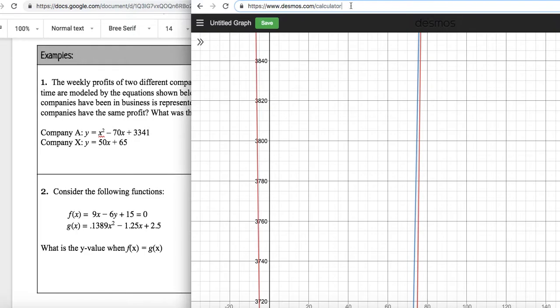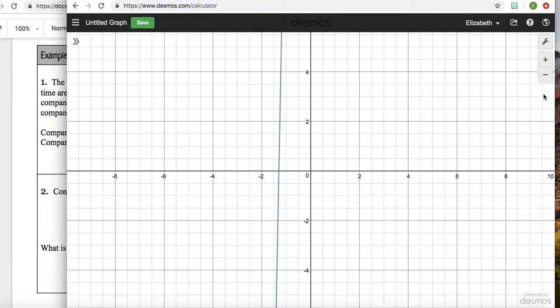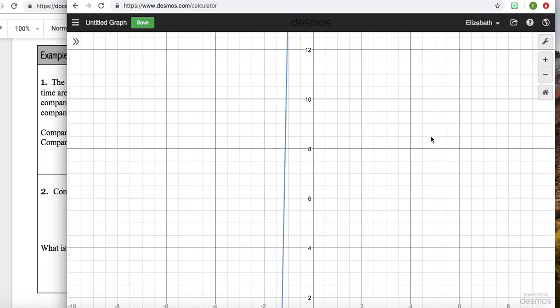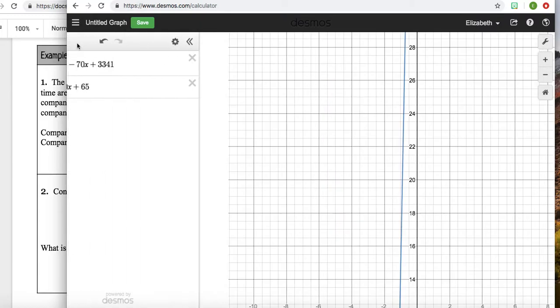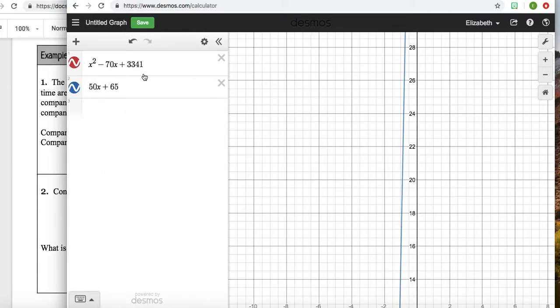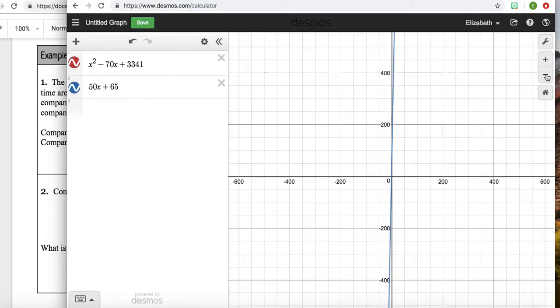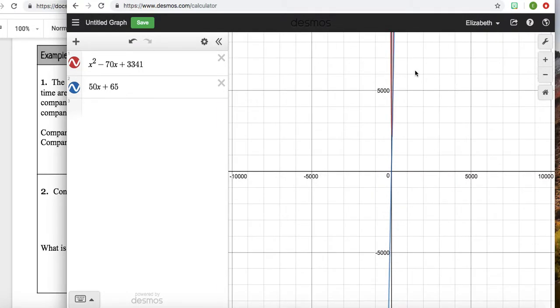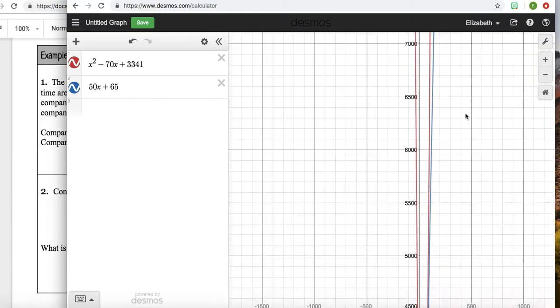Let's see. Let me bring up a bigger screen for you to look at. If I click home and I drag it around, it's kind of hard to see the red graph that's quadratic, but notice that large number at the end of it is your y-intercept. So it touches at 3,341. So if I zoom way out, it'll start to show up there at the top, and then you can drag it and zoom in a little better on it.